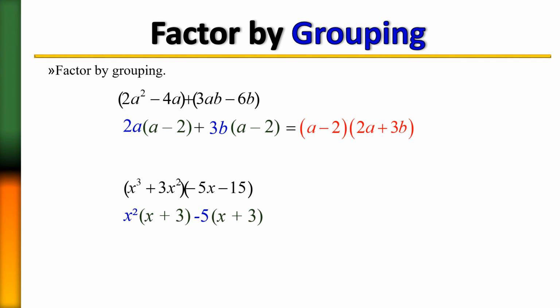We're not done yet because I spy a GCF. And what is that GCF? You got it. It is x plus 3. And what is left once you take that GCF out? Yes, x squared minus 5. And there you have it. Factoring using the factor by grouping method.